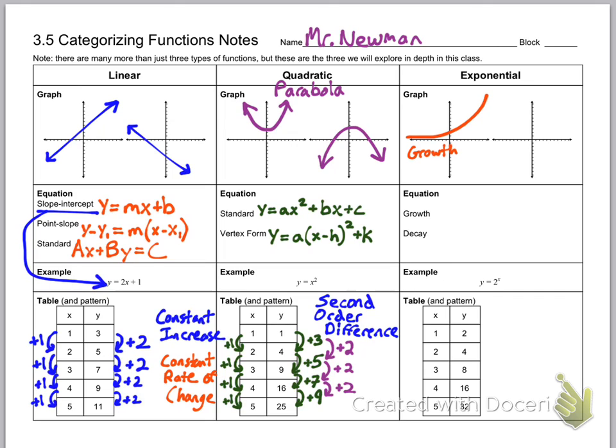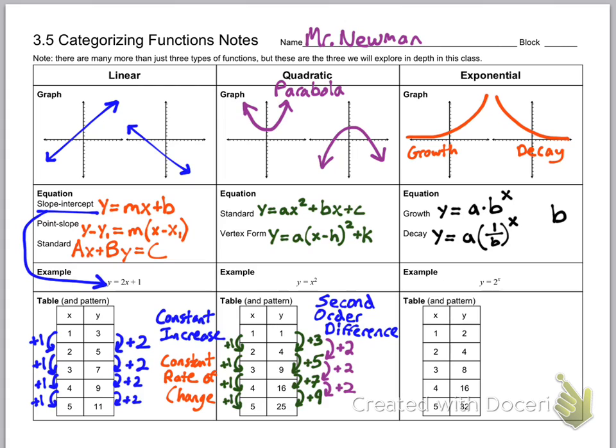The graphs look like this. Notice how one side goes up and the other side gets really, really close to the x-axis. That is an example of exponential growth, and here's an example of exponential decay. In both situations, one side goes up and the other side gets really, really close to the x-axis. For growth, your equation is this, y equals a times b to the x. And for decay, your equation is this.